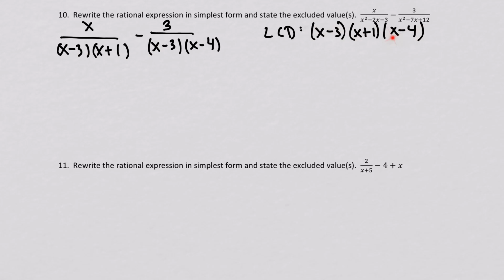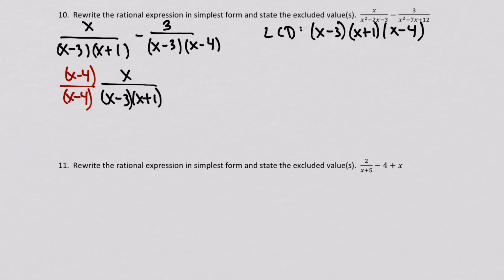So if that is my LCD, what I want is for them both to have the same denominator. So I look at this first one and say, what's missing from this one so that the denominator could be this? And you could see that it's missing the x minus 4, right? So we're going to multiply times x minus 4 over x minus 4. So this is what it looks like, right? This is what I have, but I'm going to multiply by x minus 4 over x minus 4.